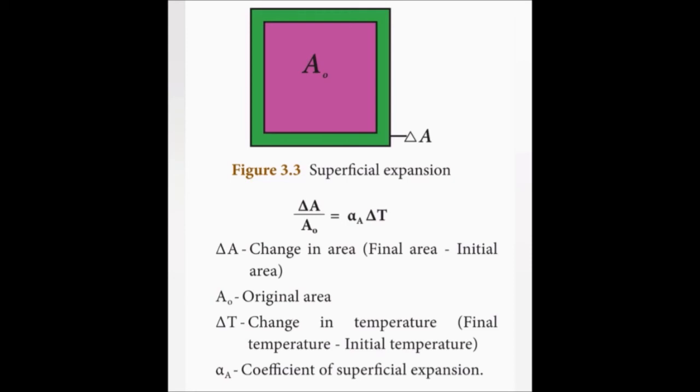Del A is the change in area, that is the difference of final area and initial area. A naught is the original area before heating, and del T is the change in temperature. We can calculate it by taking the difference between final temperature and initial temperature. Alpha A is the coefficient of superficial expansion.